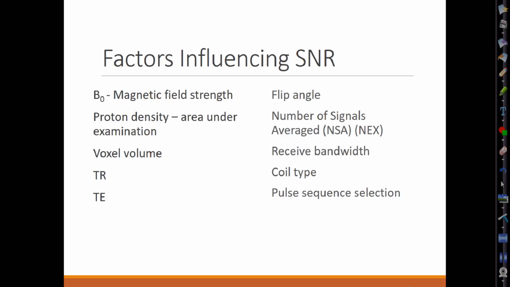Our TR, TE, flip angle, next, receiver bandwidth, coil type. We talked about a couple different coils. So if we had a linear coil versus a quadrature coil, which one's going to give us more signal? Good, because we have 2 coils that are 90 degrees from each other that are going to create 2 RF pulses, and that's going to increase our signal by 40%.